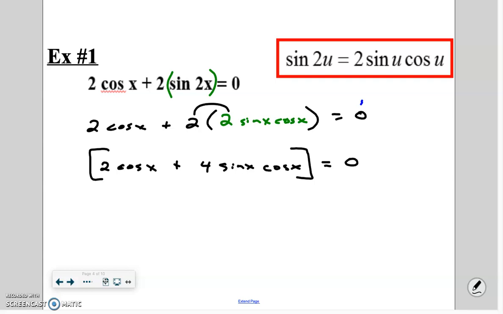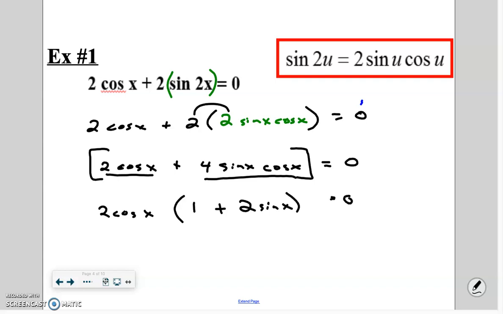Could I factor something out? Because if I can factor something out, then it turns very much into this thing times this thing. So what could I factor out of this problem, please? 2 cosine x factors out. What's that going to leave me with here? 1. What's that going to leave me with here? 2 sine x.